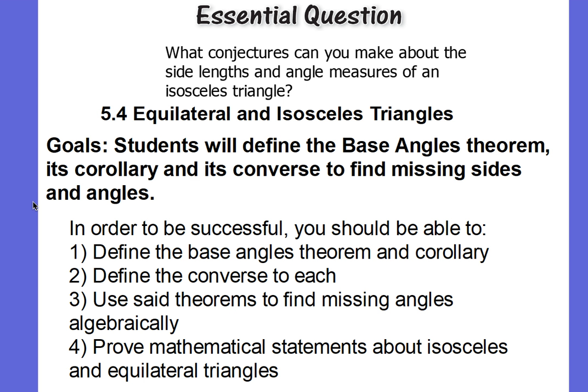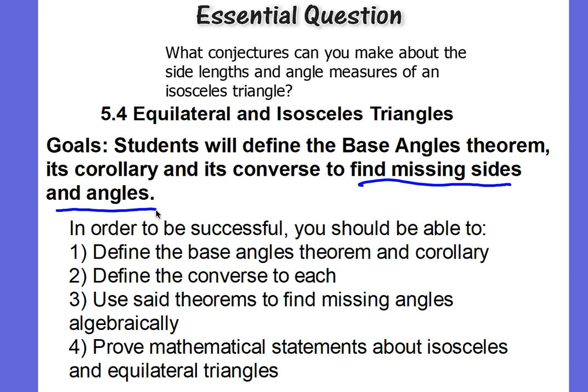In this video, we are going to be opening up our discussion on 5.4, which is about equilateral and isosceles triangles. So we're taking a little bit of a breather from using our triangle congruency theorems. And we're going to focus on a goal about defining the base angles theorem, talk about its corollary and its converse. And we're going to use the base angles theorem to find missing sides and missing angles.